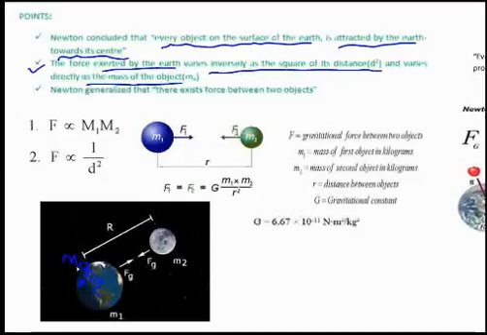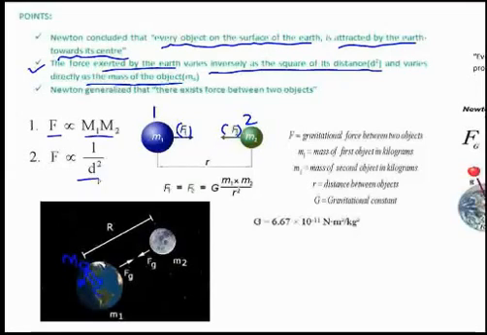Newton also generalized that there exists a force between two objects. If there is an object 1 and object 2 over here, there is a force between the two objects, F1 and F2. So we can say that the force is directly proportional to the product of the masses, that is m1 and m2, and it is inversely proportional to the square of the distance, which is either given by r or it could be given by d also.